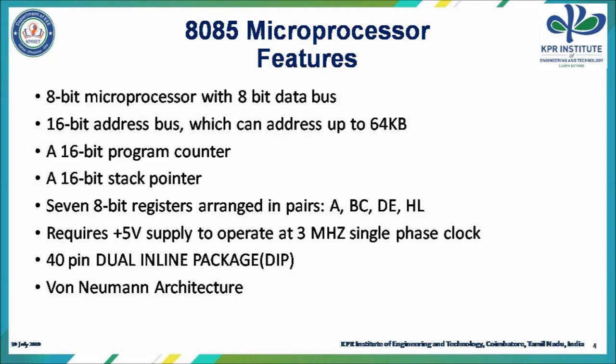It also has 7 8-bit registers, namely A, B, C, D, E, H and L. These B, C, D, E, H, L can be combined to form 16-bit registers also. This microprocessor requires plus 5 volt supply and it operates at 3 MHz frequency. 8085 processor is a 40-pin IC with von Neumann architecture.